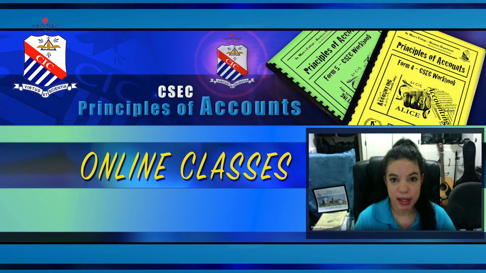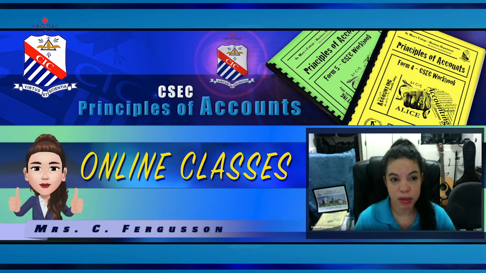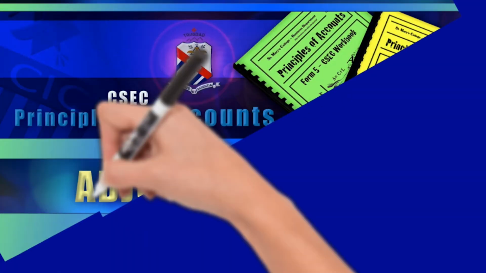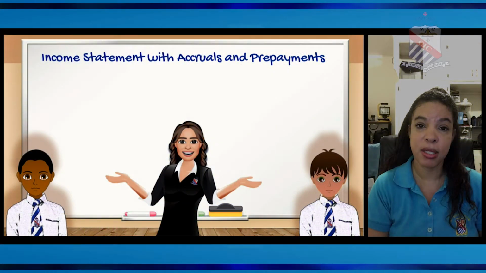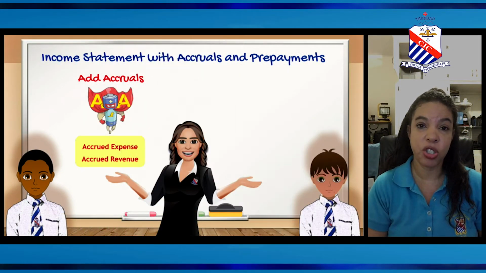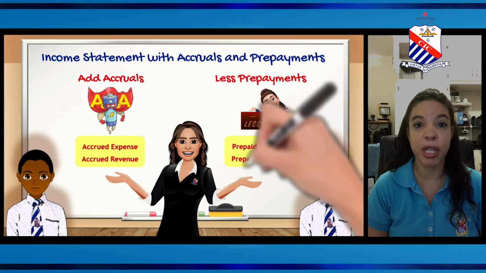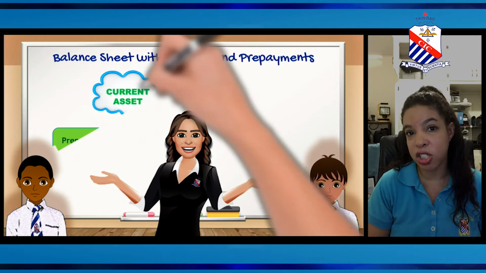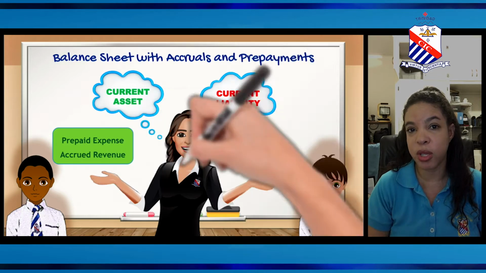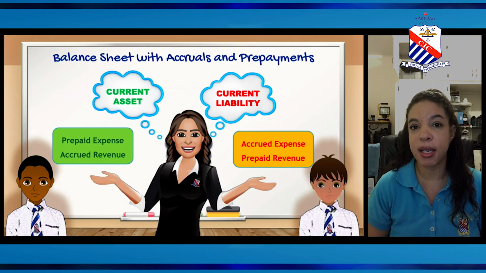Okay, so today's lesson has to do with the income statement and the balance sheet. So far, we had practiced the extracts for the income statement, where you add the accruals and you less the prepayments from the expenses and revenue. And then we have been doing the balance sheet extracts, where we just dealt with the current assets and current liabilities in terms of the prepayments and accruals.